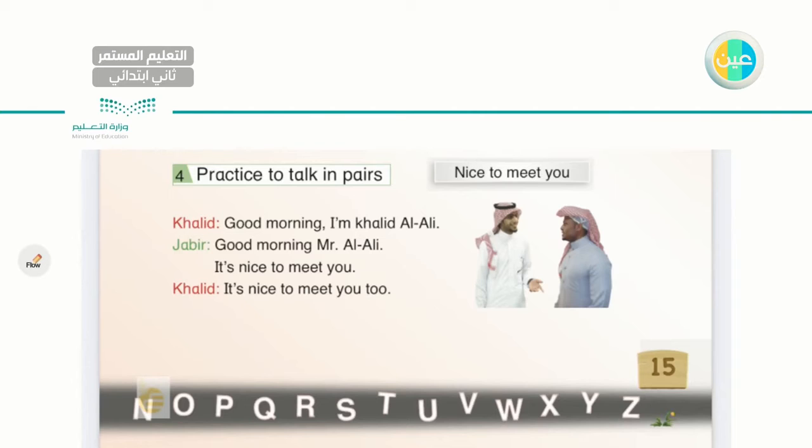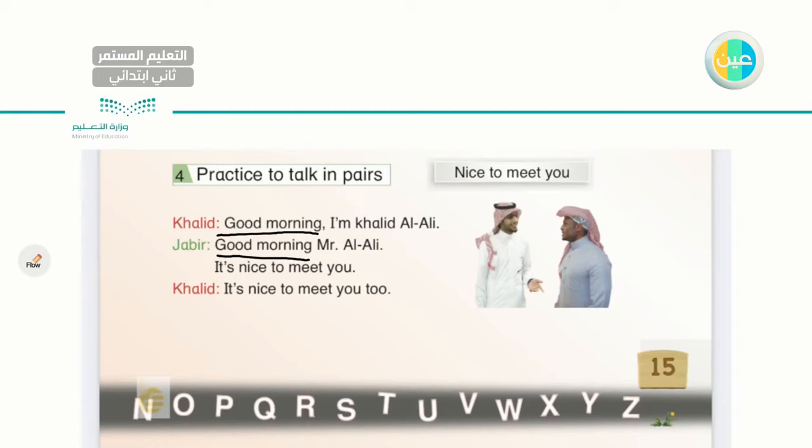So let's read it for the second time. Khalid: Good morning. I am Khalid Al-Ali. So as you can see, he used good morning here. So most probably, let's say it's 10 o'clock a.m., 9 o'clock a.m., okay? I am Khalid Al-Ali. How did Jabir respond? By saying, "Good morning, Mr. Al-Ali. It's nice to meet you." It's nice to meet you too. Very good. So I have this at page 15.